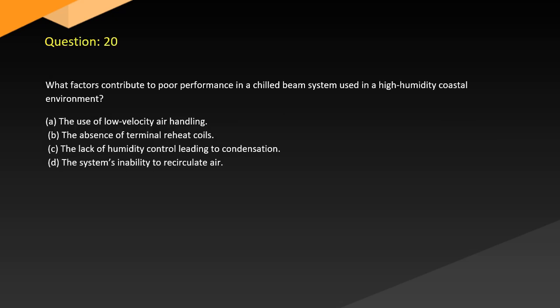Question 20. What factors contribute to poor performance in a chilled beam system used in a high-humidity coastal environment? A. The use of low-velocity air handling. B. The absence of terminal reheat coils. C. The lack of humidity control leading to condensation. D. The system's inability to recirculate air.